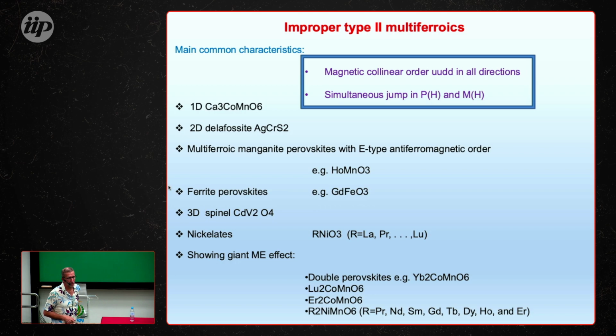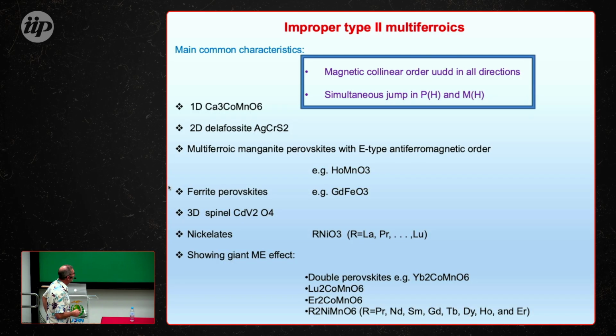I think it's first order. Yeah, in most of the cases. Yeah, it's a metamagnetic jump, and then at the same time polarization goes down. Yeah. And yeah. Yeah, I think so.